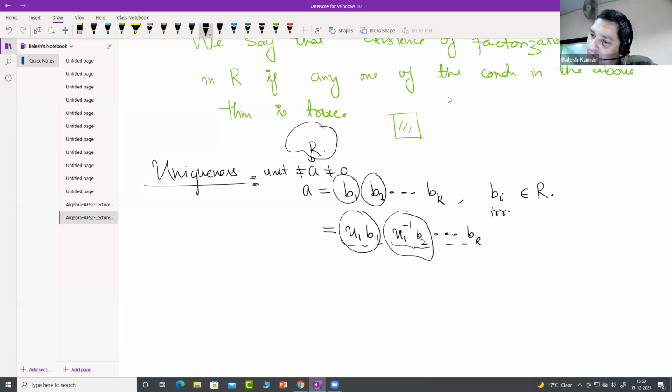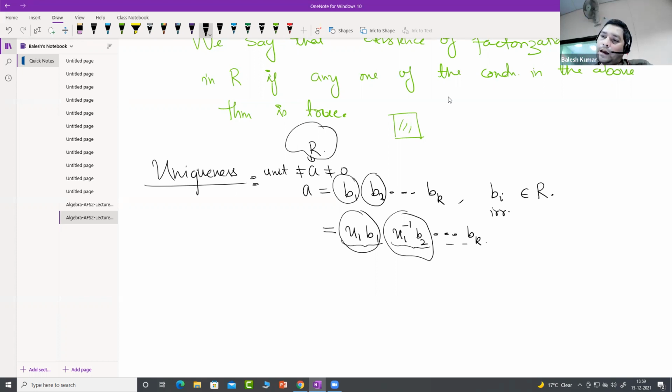They are different, but they are associates: b1 is an associate of u1 b1, and similarly b2 is an associate of u1 inverse b2, and so on. So what we see is that these obvious units create a problem for uniqueness. In the statement of uniqueness, one is tempted to disregard these units and associates. Therefore we can say that up to units, or up to associates, this factorization is unique.